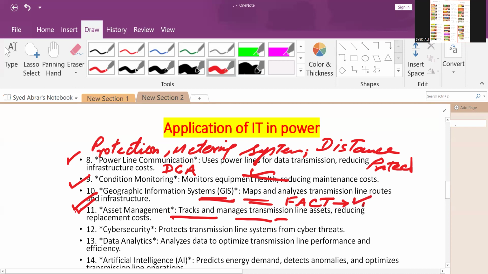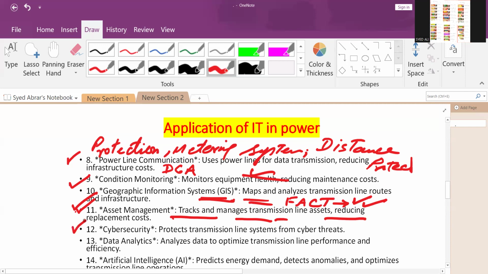Using FACTS, there is ample capacity in the existing transmission lines so that they do not have to invest in new transmission lines, and this is reducing the replacement cost. So FACTS devices are flexible AC transmission devices, all electronics based, thyristor based, and with application of software as well.